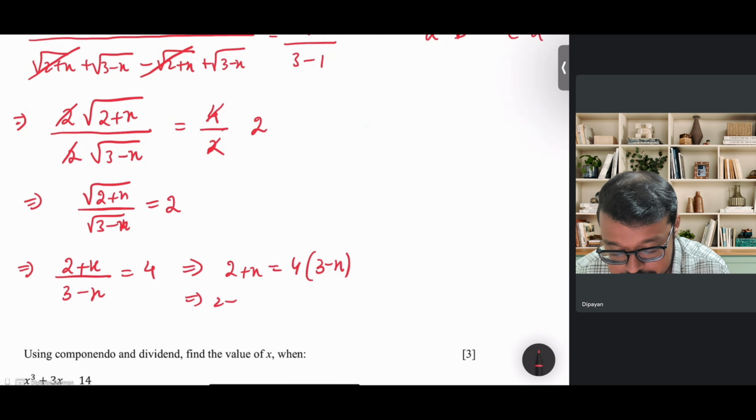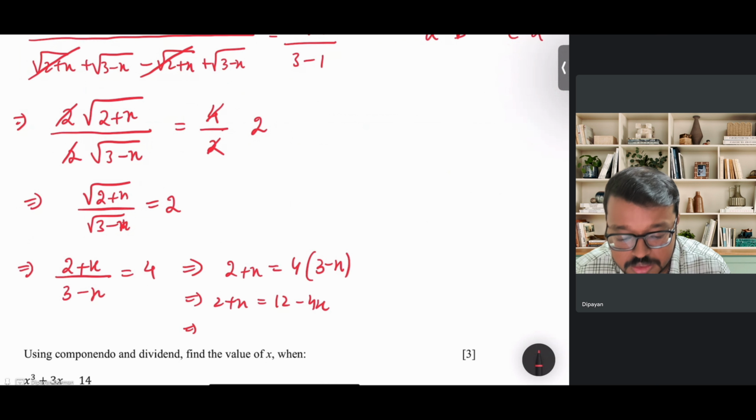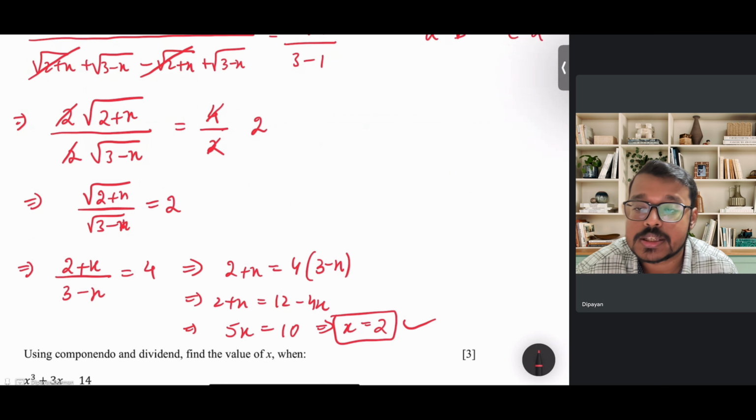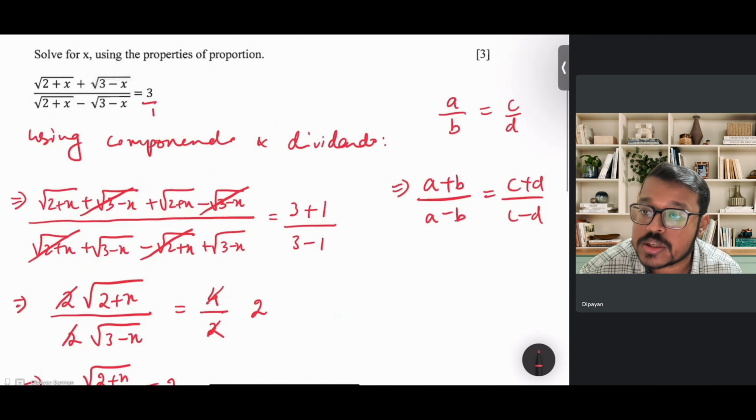So 2 plus x is equal to 12 minus 4x. 4x I will bring to the left side. So the minus will become plus. So plus 4x plus x is 5x. And 2 on the other side is minus 2. 12 minus 2 is 10. So x is equal to 10 by 5, which is 2. x equal to 2 is the solution. And if I put the value of x equal to 2 in the original equation, you will see that it's correct.